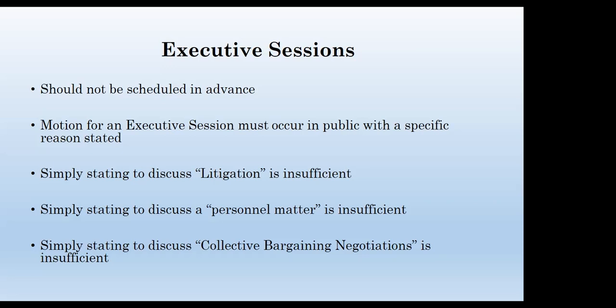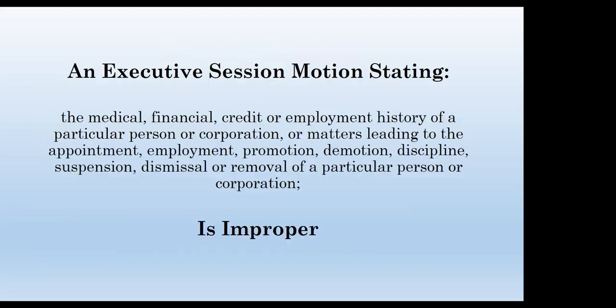And I also did send out in my email earlier today a couple of opinions by the Committee on Open Government that discuss some of these things and how to make a proper motion. Simply stating to discuss collective bargaining negotiations is insufficient. You should state the name of the union. We're going to go into executive session to discuss collective bargaining negotiations with Union 232 of the janitors union, whatever. You've got to be more specific than just these general vague headings.